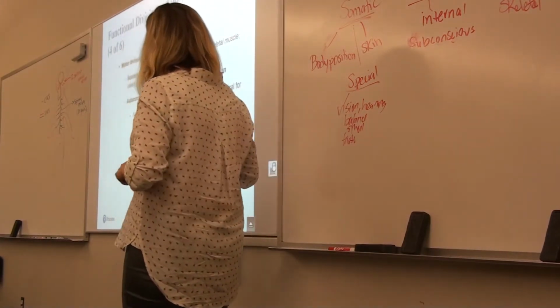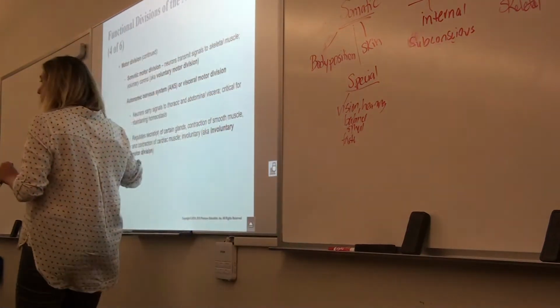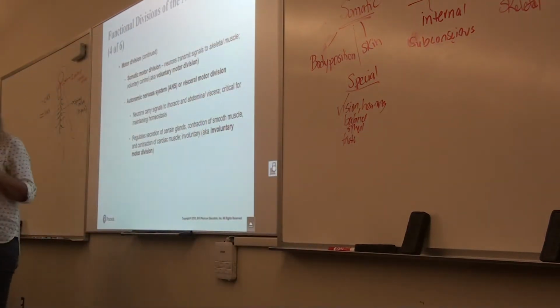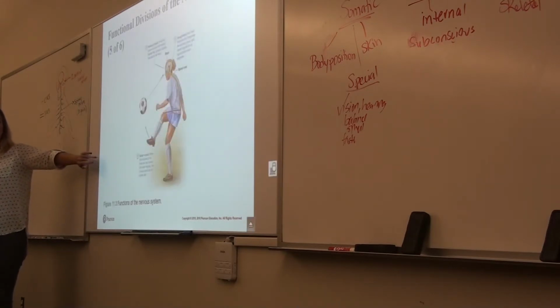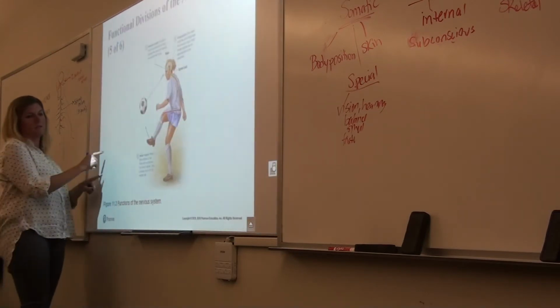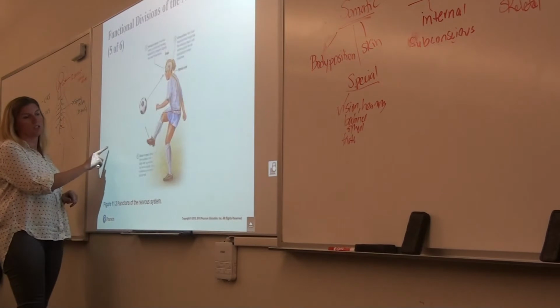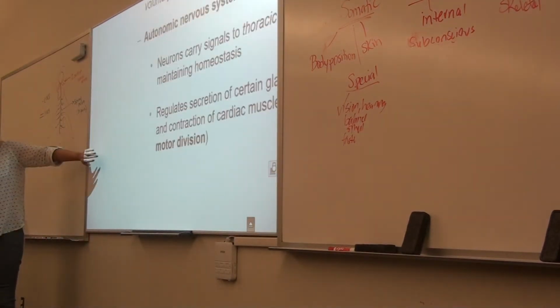All right. So on our motor division, our somatic motor division, this is looking at all of our voluntary stuff. Autonomic is all of our involuntary stuff. So this is all of that visceral, lungs, heart, etc. All right, that's just showing you information coming in and information going out. Okay. So, we did that.